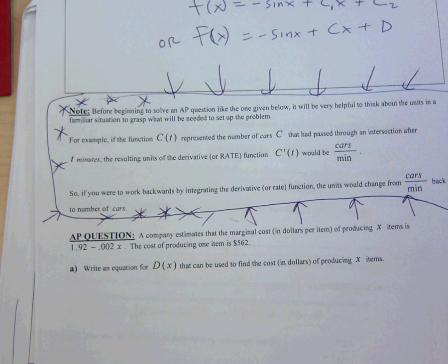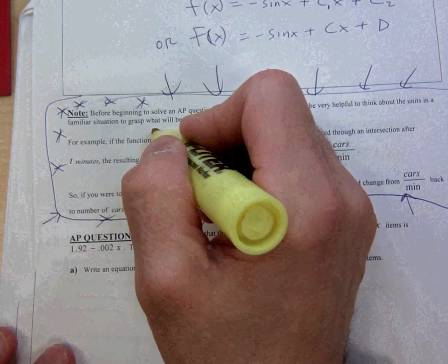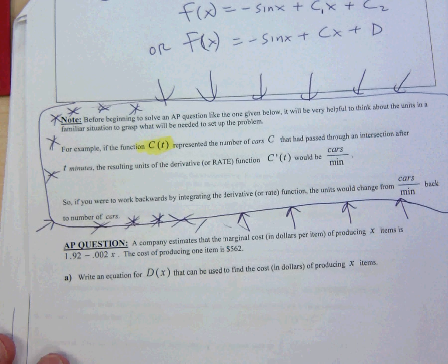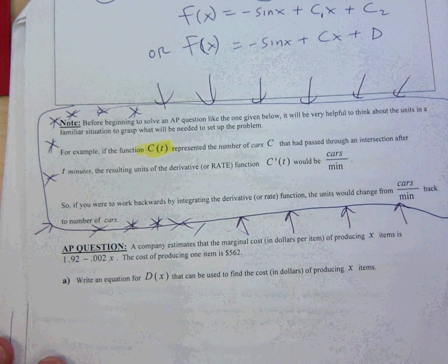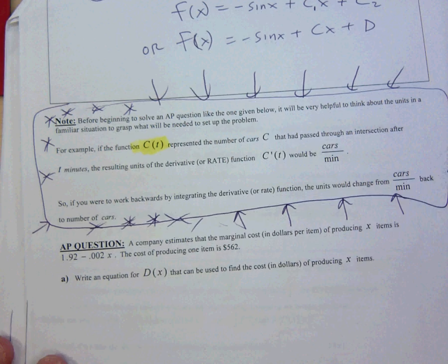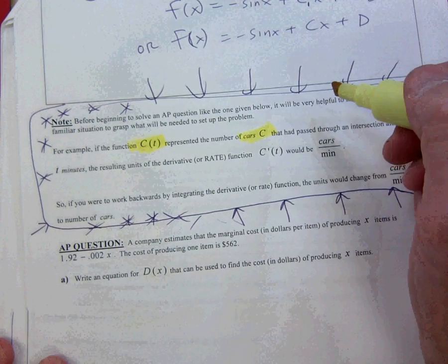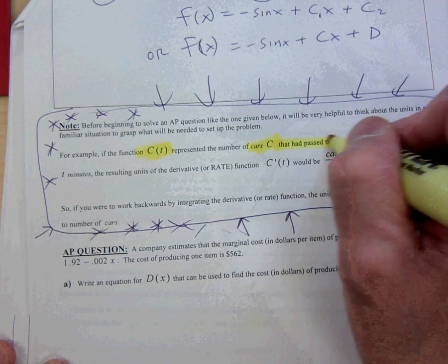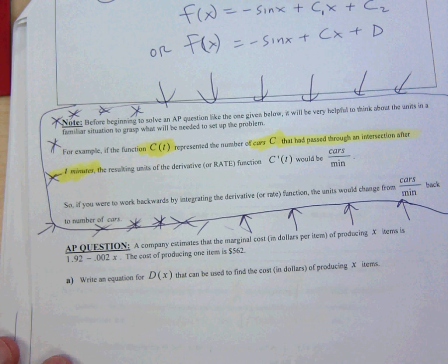So let's look at a situation. If they start you out on the AP test and they say, okay, let's talk about some function C of t. And again, they might give you a table of C of t values. They might give you a function for C of t. They might give you a graph of C of t. I don't care what they give you. Look at the units. Okay, what are the units on C? Cars. So they're going to say, let C represent the number of cars C that pass through an intersection after t minutes. Okay, so obviously C has units of cars and t has units of what?